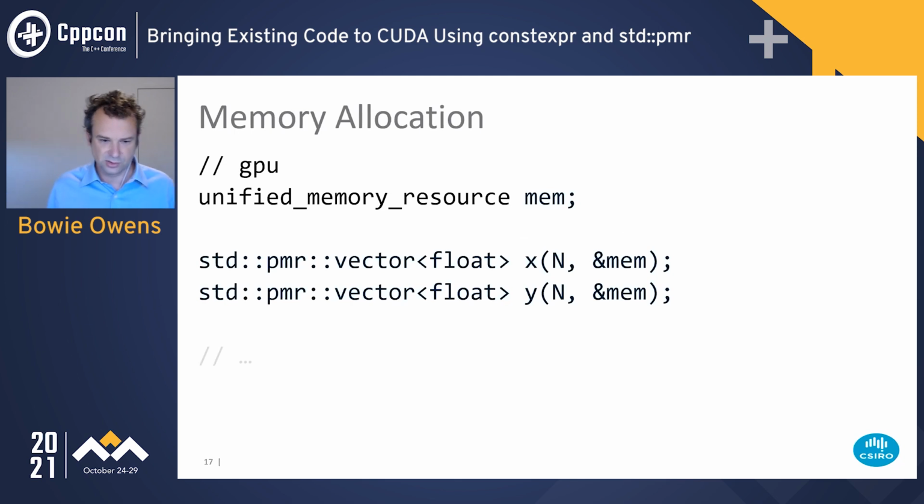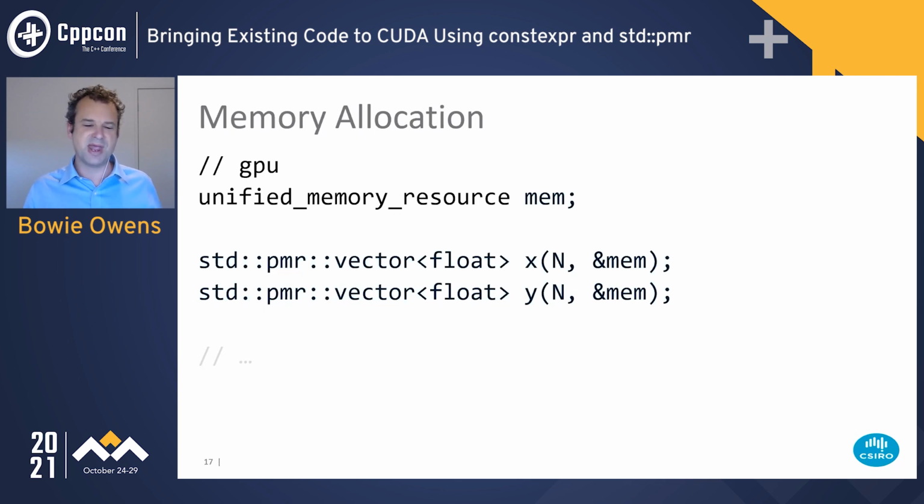Standard PMR allows us to control memory allocations by constructing a memory resource object. This object will handle the allocation and deallocation of memory. What we do is construct an object, and then pass that object to the constructors of the vectors, which will use that object to allocate memory within the unified memory space. As a result, the elements of the vectors will then be accessible to both the CPU and GPU.